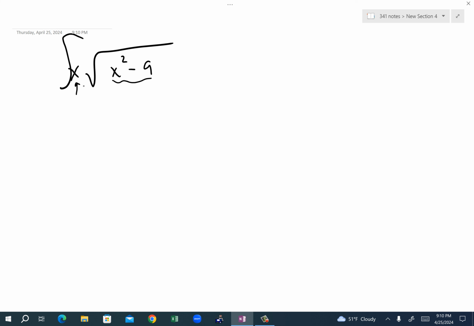Integration by parts, group? No, this would not be integration by parts because it would be an infinite mess. In other words, it would not go away. It wouldn't be cool at all. And so, no, you would not do that in this situation.